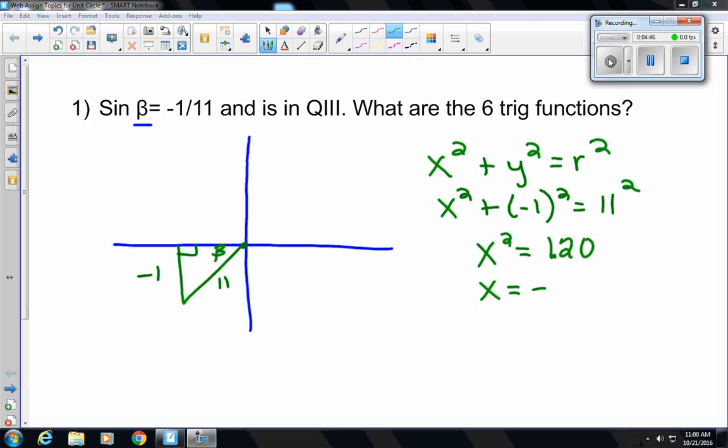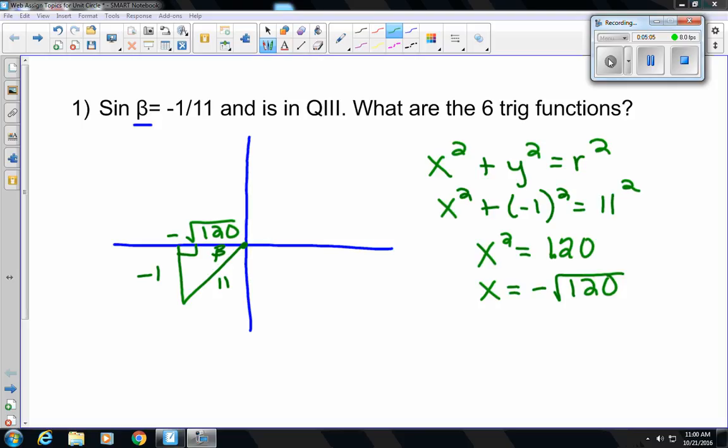Negative square root of 120. I don't need to simplify the radical, but I do need to apply a negative. Why? It's in the third quadrant. Negative square root of 120. You have to apply the signs for the quadrant that you're in order to get these correct.